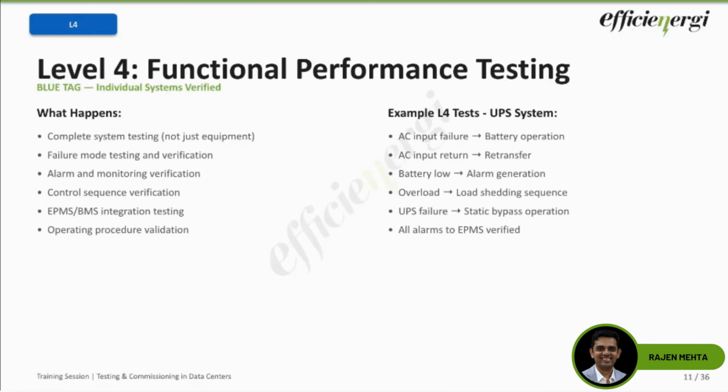Third is you will reduce the battery voltage, for example, and the low battery alarm should get triggered. Then you will apply an overload. Load shedding sequence should get activated. Then you will simulate an internal fault in the UPS. So the static bypass should engage. So this is what you are typically doing inside an L4 stage for understanding whether each of the systems is behaving as per their specific failure modes, for which they have been designed to operate.